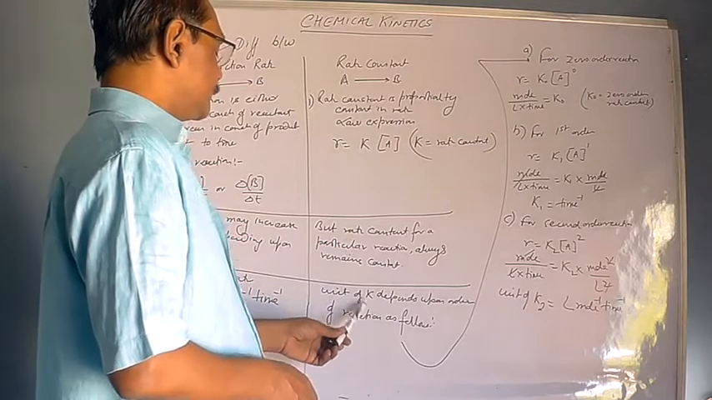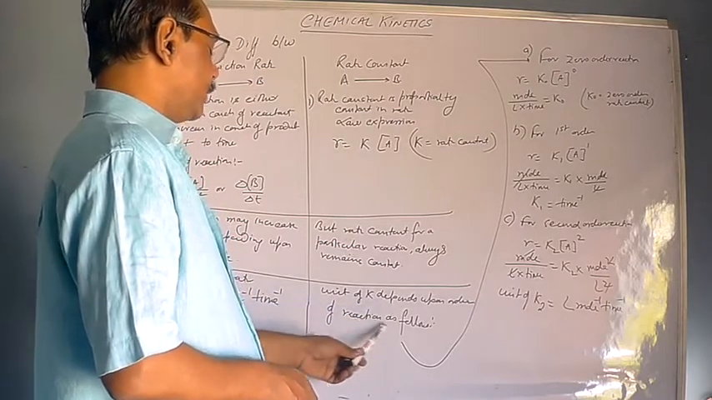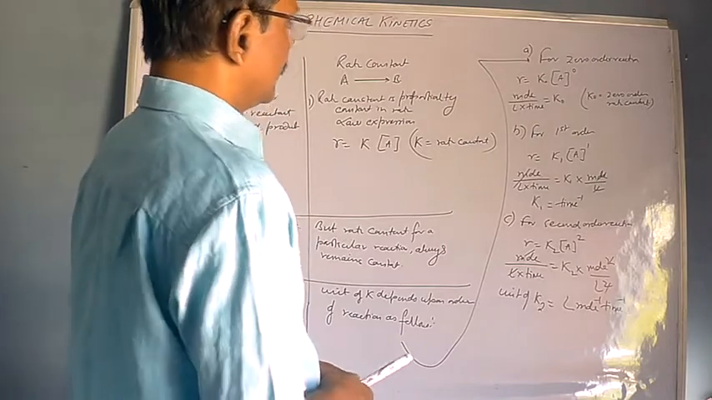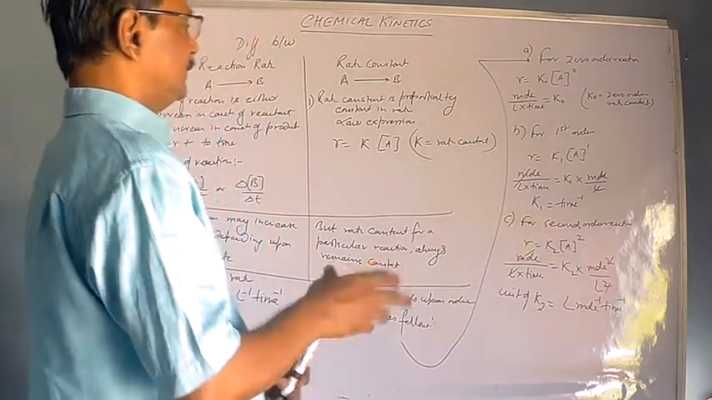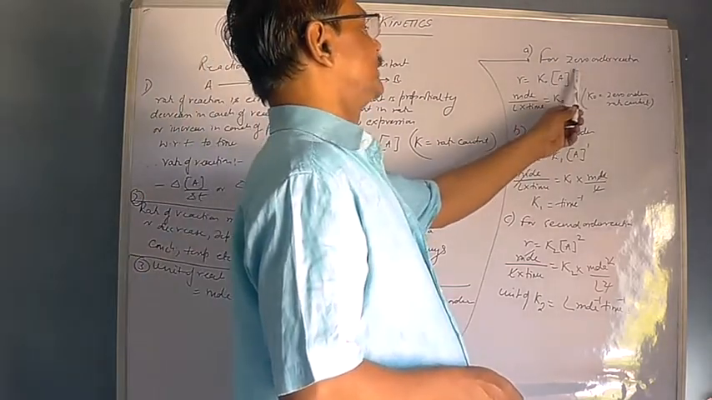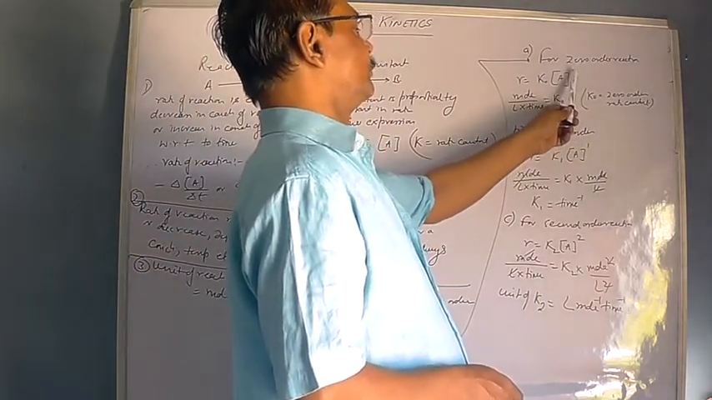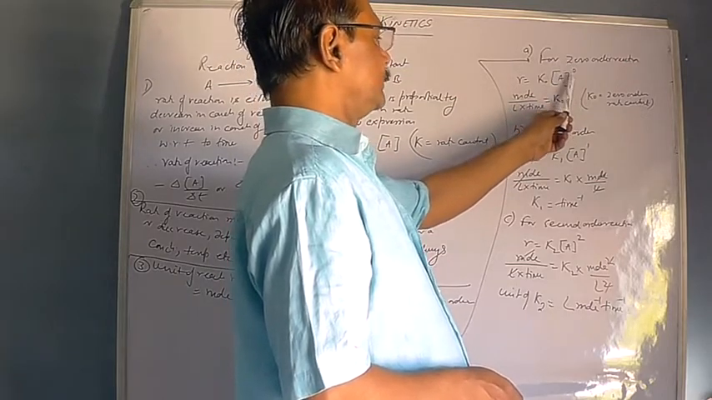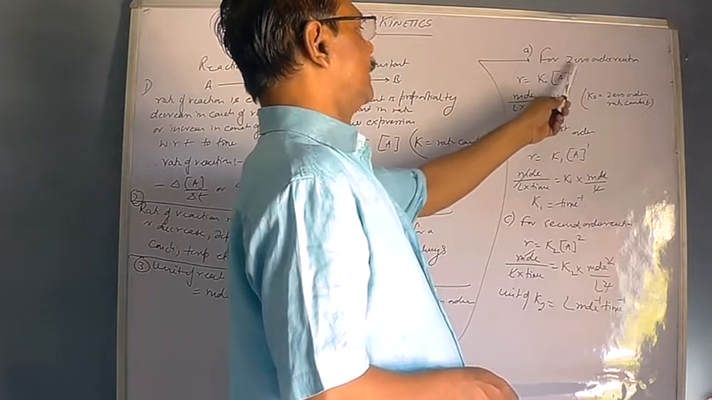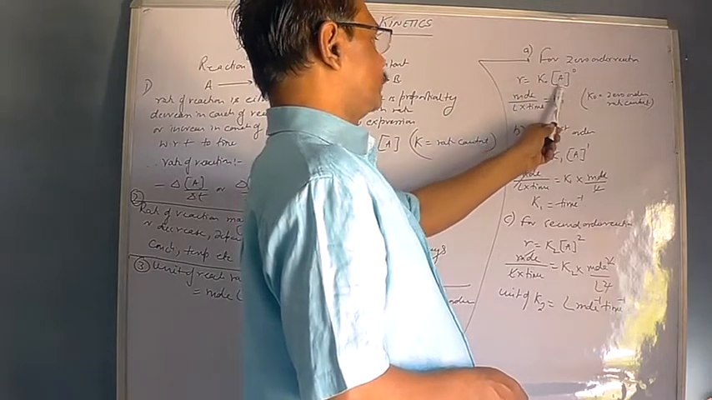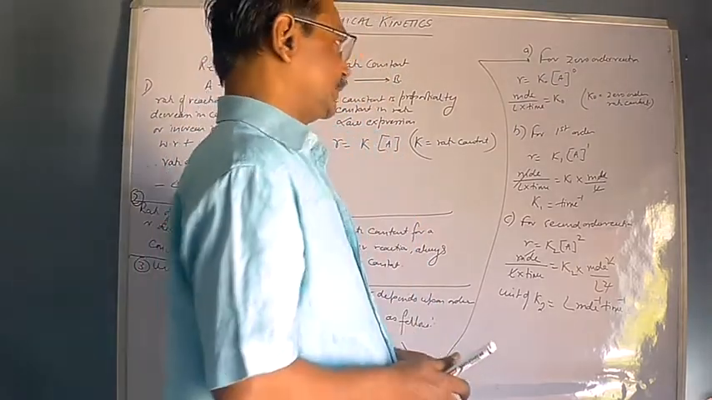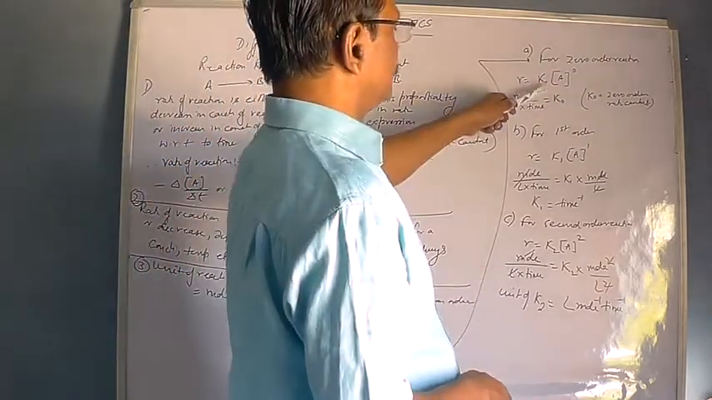But class, the unit of rate constant K depends upon the order of reaction. Till now you have not studied order of reaction, but for simplicity we can very well say that in the rate law expression, the power of the molar concentration term is called the order of reaction. So whatever the value we are writing over here as the power of the molar concentration term becomes your order of reaction.